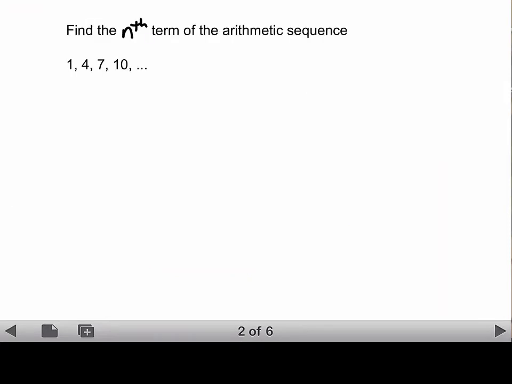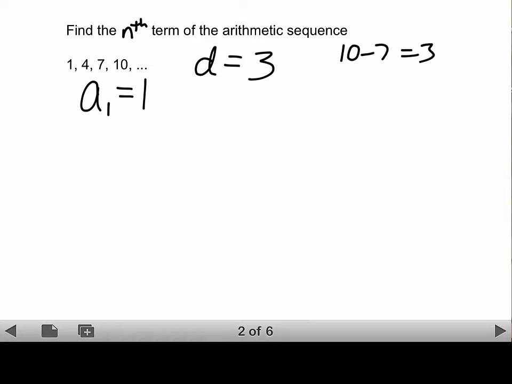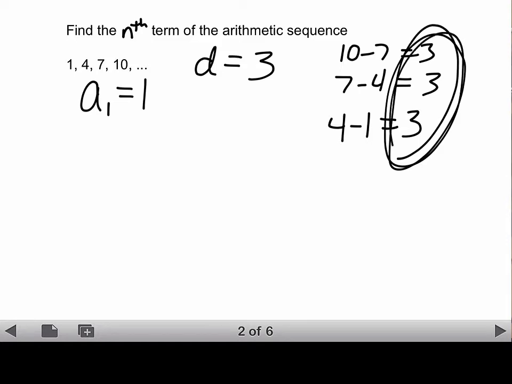Find the nth term of the arithmetic sequence 1, 4, 7, 10, etc. Well, I see that the first term is 1, and as we already noticed, the common difference is equal to 3. Again, I can get that by doing 10 minus 7. I can verify it by subtracting 4 from 7. 4 minus 1 is also 3, and so there's that common difference. That's how you'd find it if you didn't already know it.